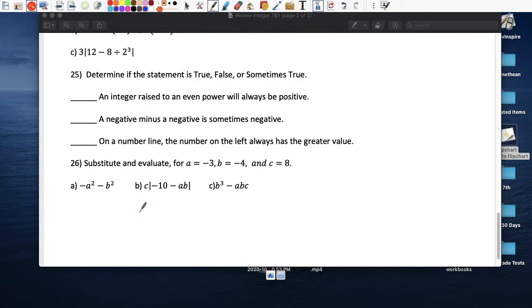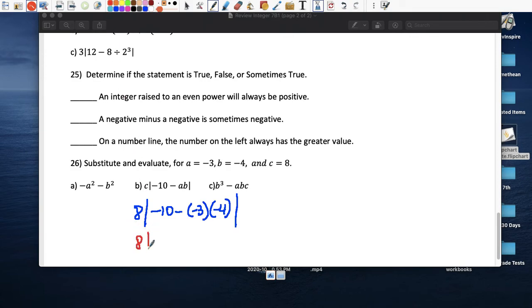Next, 8 times the absolute value of whatever is inside: negative 10 minus a times b. A is negative 3, and b is negative 4. So we have to do all that, take the absolute value, and then multiply by 8.